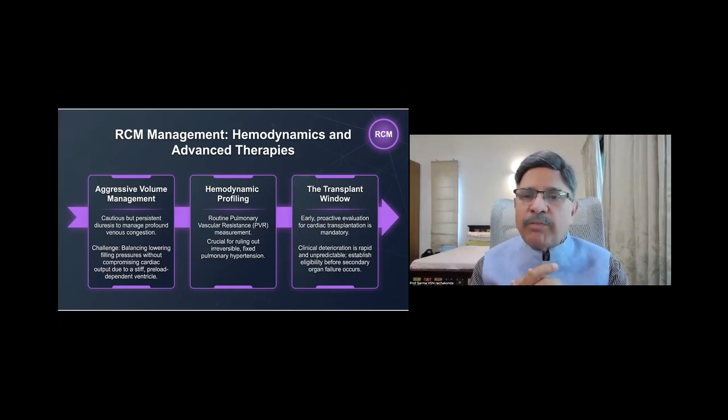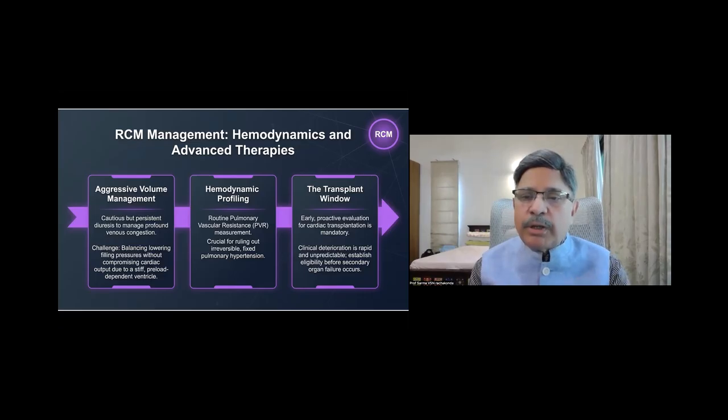Then the transplant window: early proactive evaluation for cardiac transplantation is mandatory. Clinical deterioration is rapid and unpredictable. So you have to be very proactive and look for the chance to give cardiac transplantation as an option as early as possible. You cannot wait because the progression will be very fast and unpredictable.